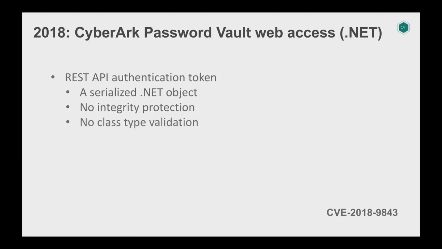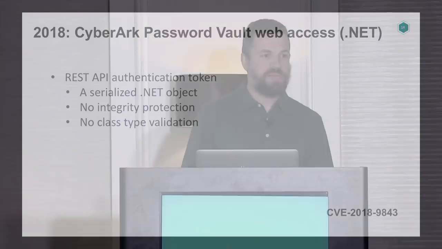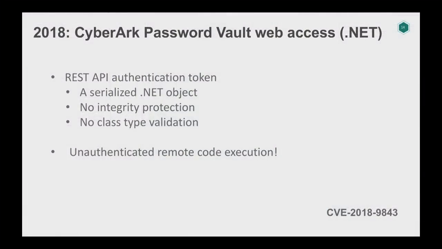But even worse, there was no class type validation, so you could create any arbitrary .NET object, serialize it, and give it to this API. And even though you would not be able to authenticate because it's an invalid object, deserialization would happen. And as a result, you can guess, the researchers were able to run remote code on the system. So they reported it to the vendor, they fixed it, researchers published, and we all have a very good lesson to learn.